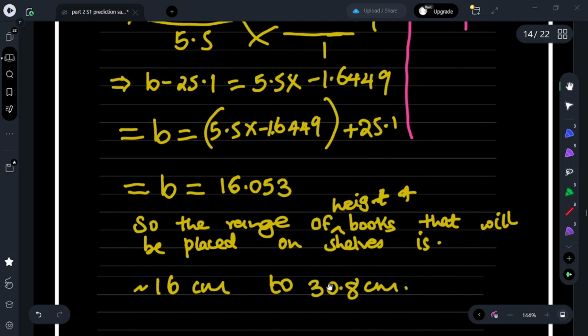So we know the maximum height that we are reaching is 30.8, and the lower one we are reaching is 16.053, because anything below that is the lower. Anything with a height below 16.053 is the lower 5% of the books. So that's the range. Nice, done.